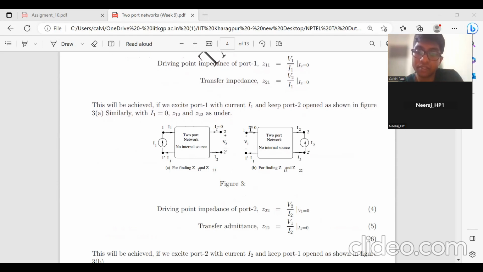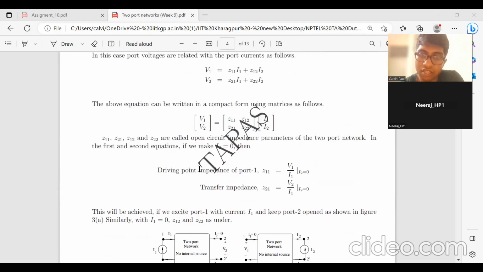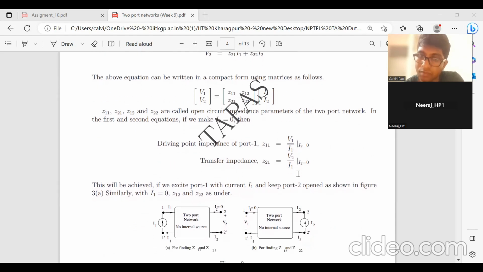When the current I2 becomes zero, we can get the driving point impedance of port one and the transfer impedance Z21. So Z11 will be equal to V1 upon I1 when I2 is equal to zero. Similarly, Z21 will be equal to V2 upon I1 when I2 is equal to zero. Any doubts in this?